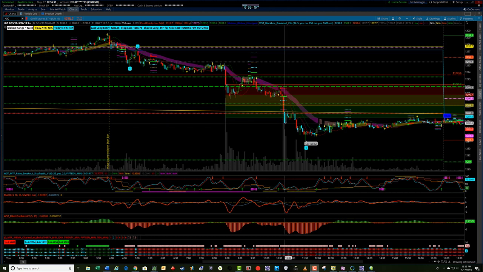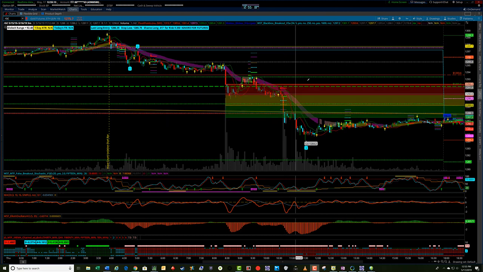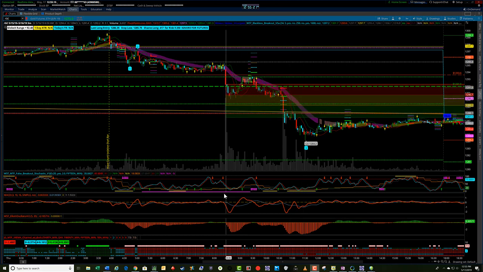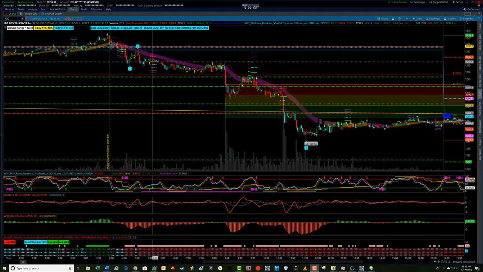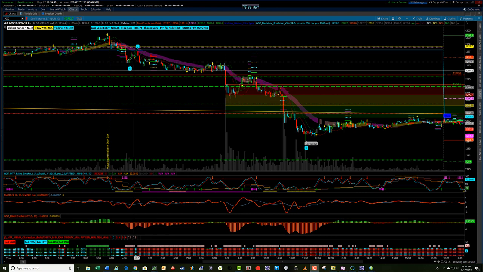Often when these things hit their wave 5 targets, they tend to have pretty sharp reversals. You'll notice, talk through some of the other indicators now, the multiple time frame stochastics. This magenta bar shows the 15-minute stochastic. It was actually a long, very bearish price action bar going on in gold.